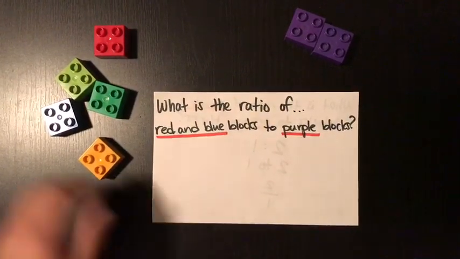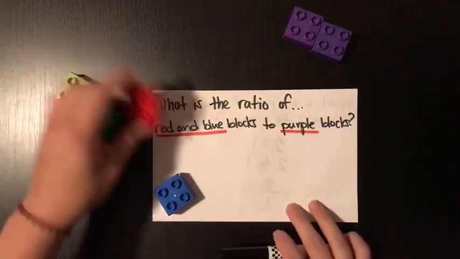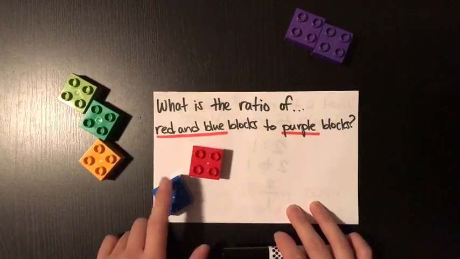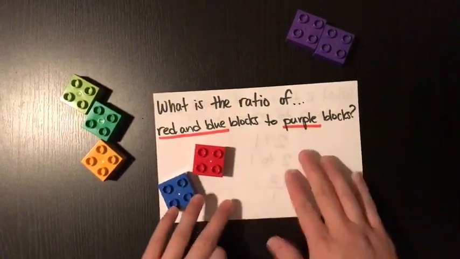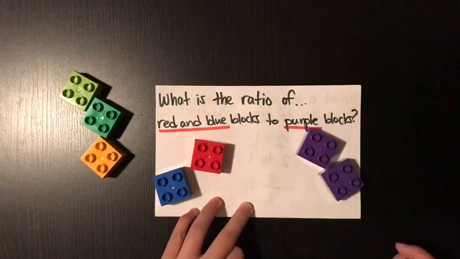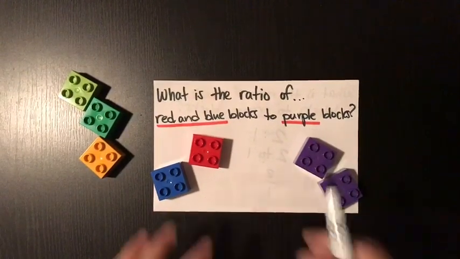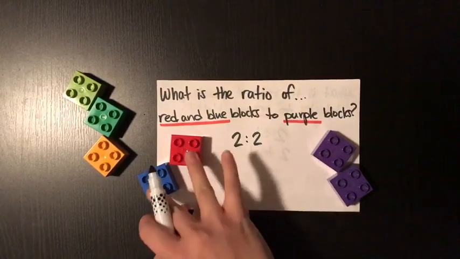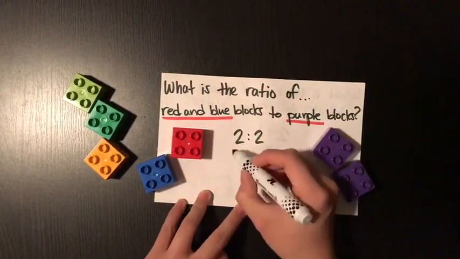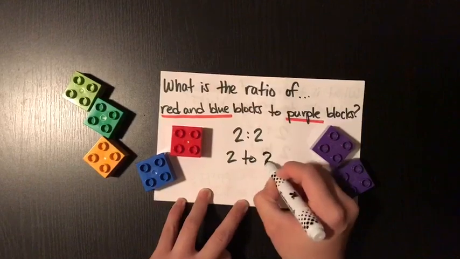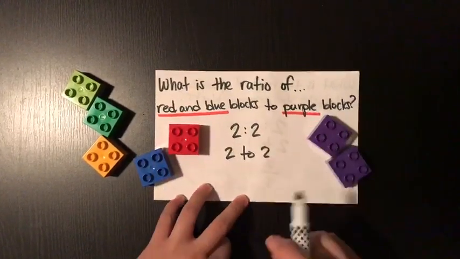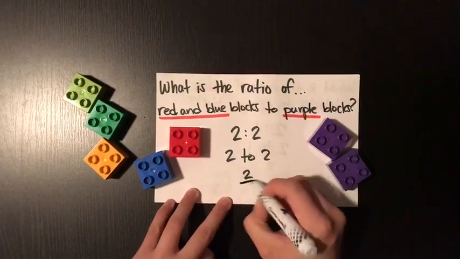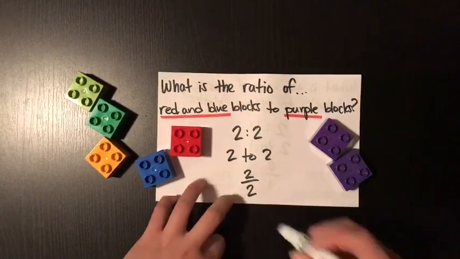So how many red and blue blocks do we have? We have 1 blue, 1 red, and then how many purple blocks do we have? 2 purple blocks. So our ratio, written in all 3 ways, is: with a colon, 2 red and blue blocks to 2 purple blocks. Using words, 2 red and blue blocks to 2 purple blocks. Or a fraction, 2 red and blue blocks over 2 purple blocks.